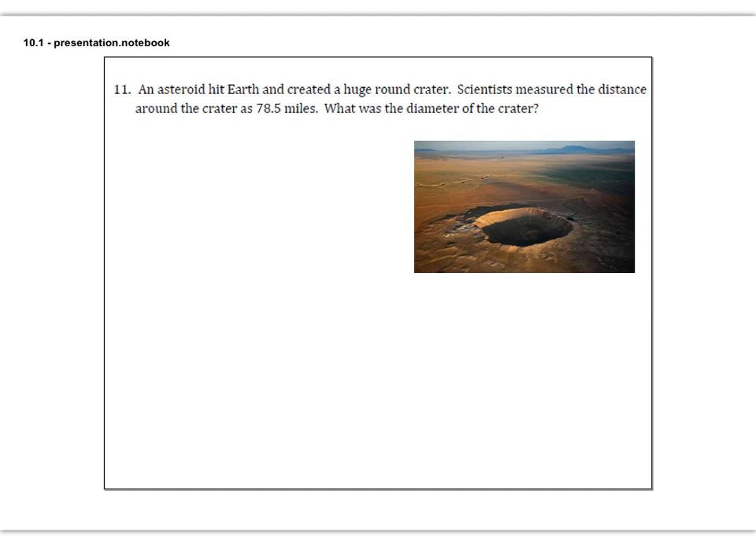Oh boy, an asteroid hit Earth and created a huge round crater. Scientists measure the distance around the crater at 78.5 miles. What's the diameter of the crater? So they measured around this thing, and the circumference was 78.5 miles. And we have to figure out what's the diameter.